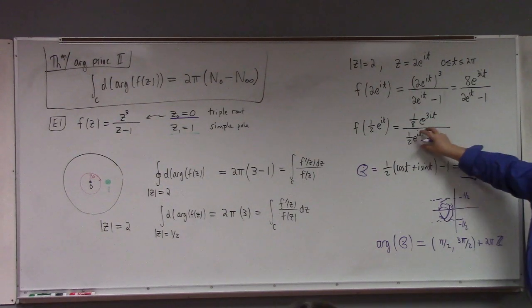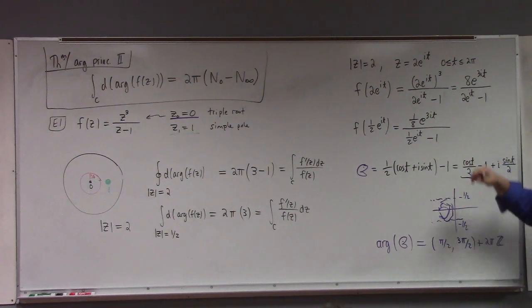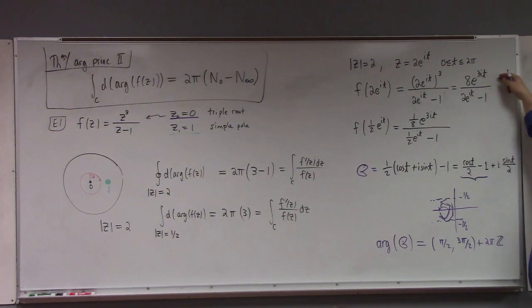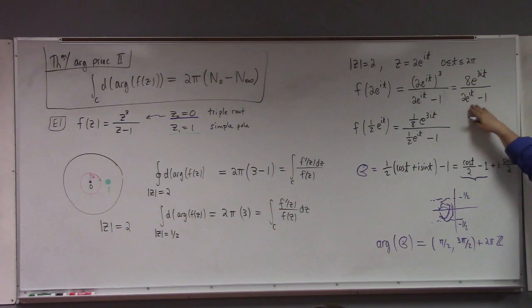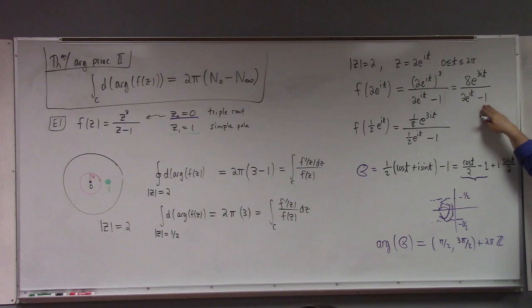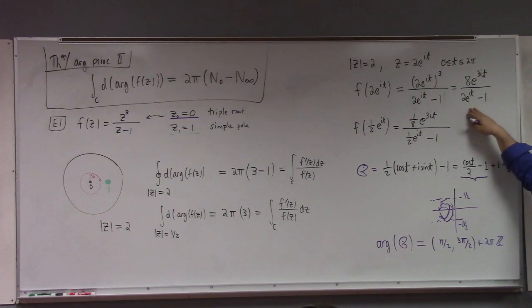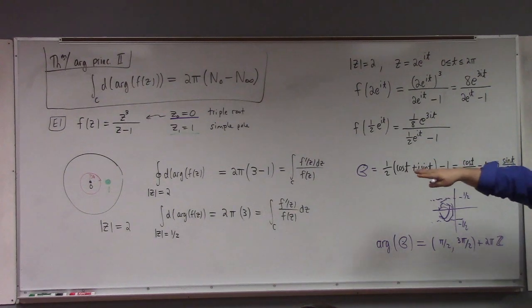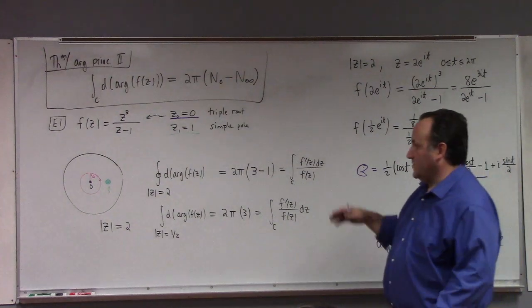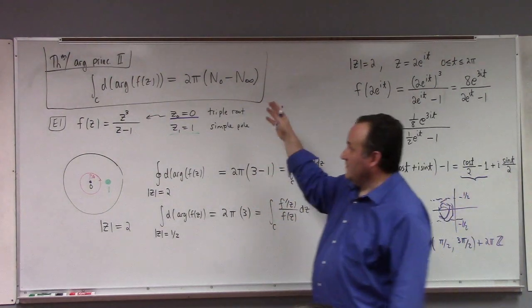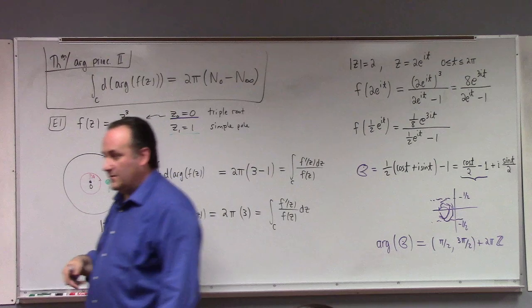But the denominator doesn't. This one up here is more complicated. The numerator still goes through 6 cycles, but the denominator, if we studied it more carefully, actually goes like one cycle the other way. So the net argument ends up being 4 pi. I know this for sure because I know the argument principle number 2, not because I've analyzed that carefully.